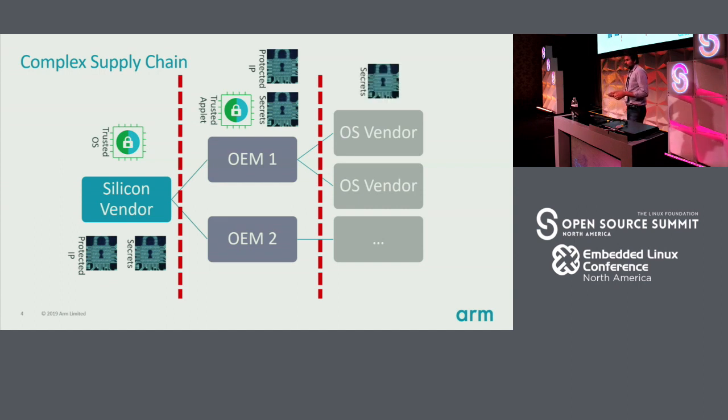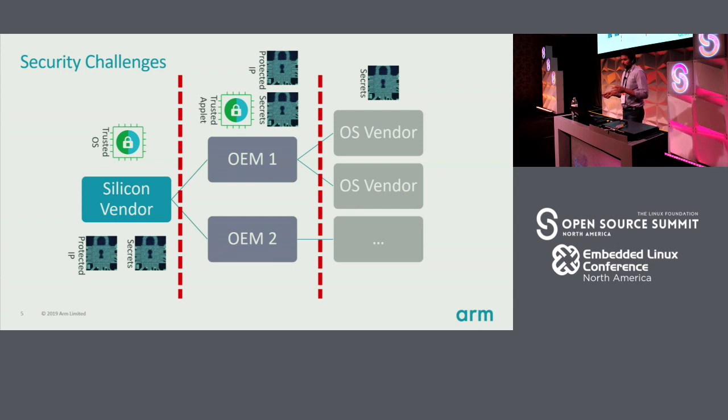And finally, when you want to install a rich operating system, you need to have some sort of agreement with the OS vendor to be able to use their operating system on your device. And they would want to provision some of their own secrets as well, some cryptographic keys or TLS certificates, or if you're doing PSK TLS, maybe the key itself.